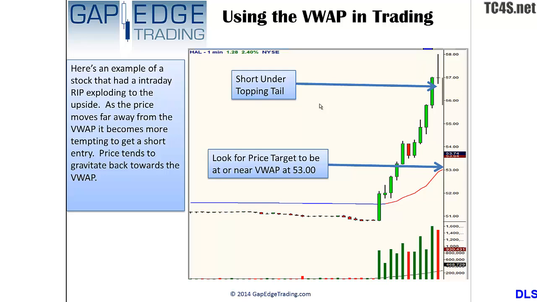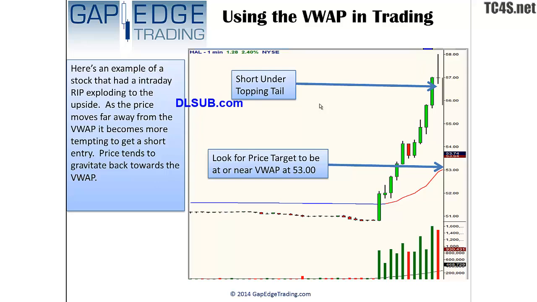I don't really care about the news. As long as it's not a buyout and a sealed deal, I'm going to trade it. This wasn't a sealed deal, and it eventually fell out of the news the next day, so it didn't happen. As the price moves far away from the VWAP, which is the line that was blue and turns red once the price goes over, it becomes more tempting to take a short entry. So price tends to gravitate back towards the VWAP.